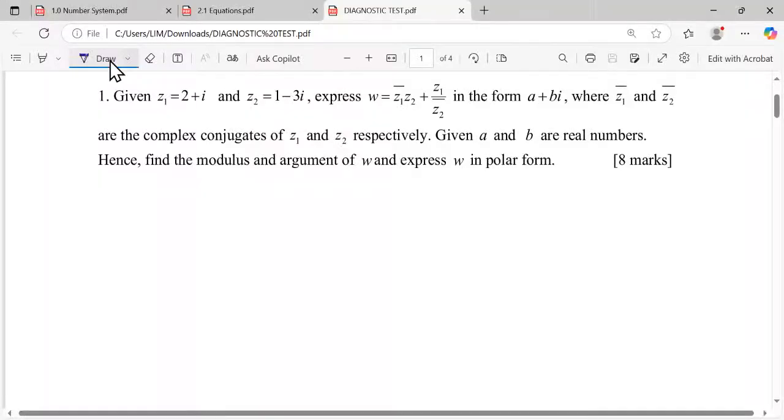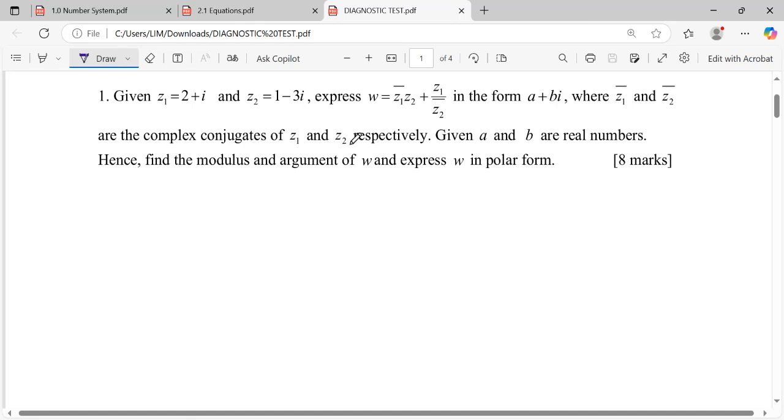Hi everyone, in this video we're going to discuss our diagnostic test. So for the first question, it is a complex number question. We are given here Z1 is equal to 2 plus i, Z2 is equal to 1 minus 3i. Firstly, our task is to express this operation in standard form.